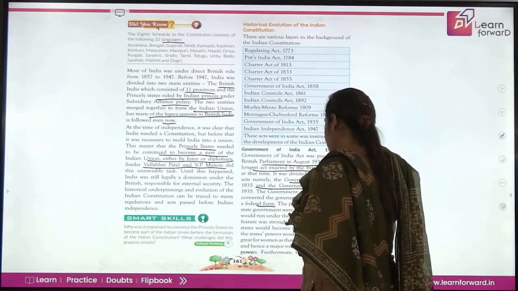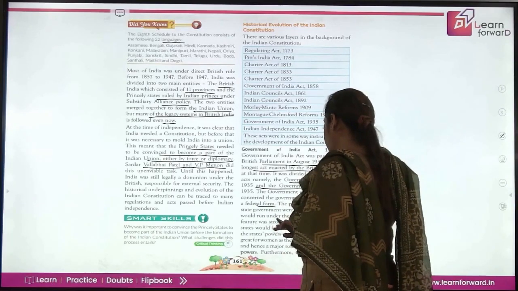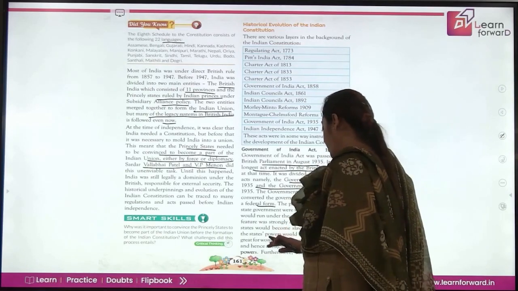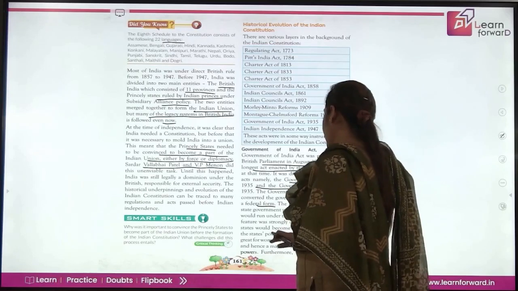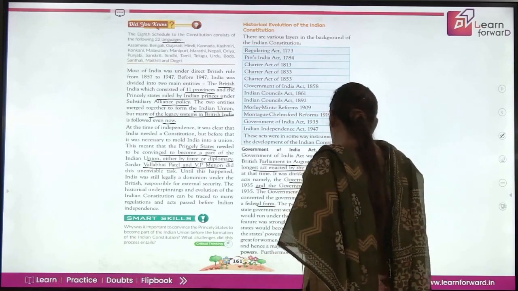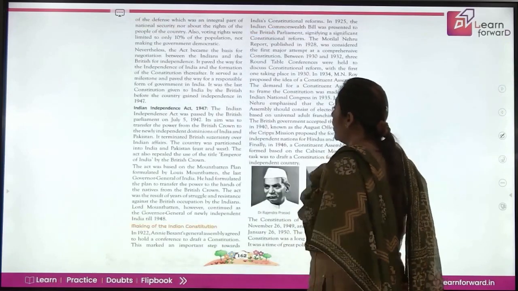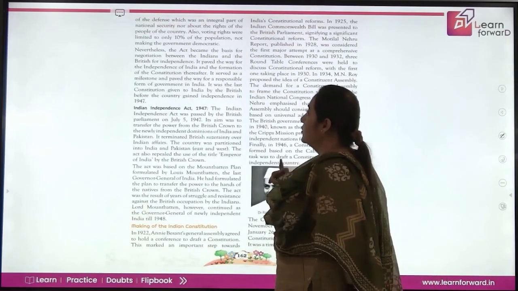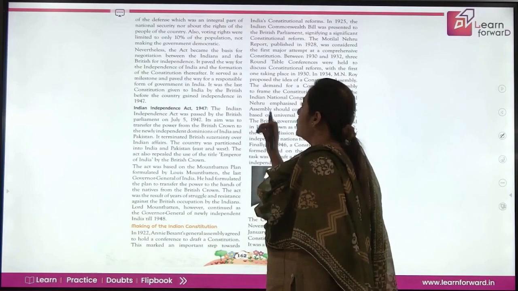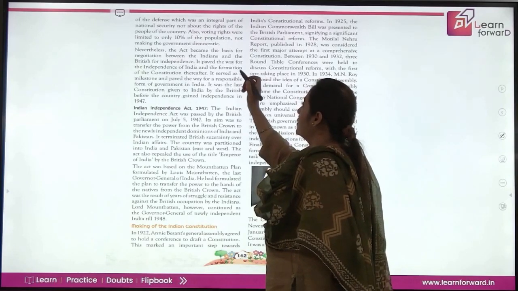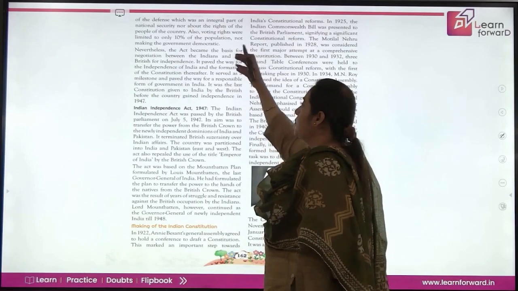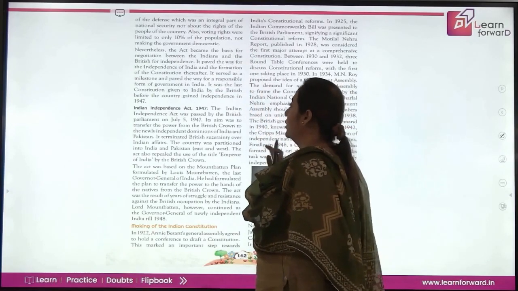This feature was strongly opposed for the fear that the states would become slaves to the center and the state's powers would be reduced. It worked great for women as they got a separate electorate and hence a major role in the decision-making part. Furthermore, this act did not speak of defense, which is an integral part of Indian national security, nor about the rights of people of the country. So also voting rights were limited to only 10% of the population, not making the government democratic. तो अभी इसलिए government democratic नहीं थी because voting right किसको दी गई थी? सिर्फ 10% लोगों को दी गई थी.